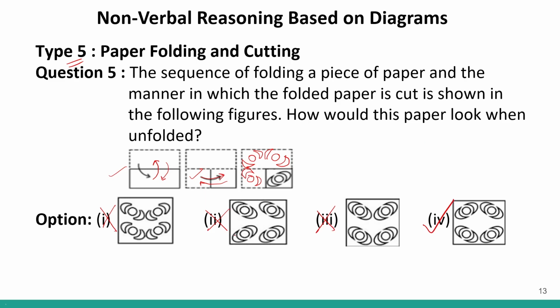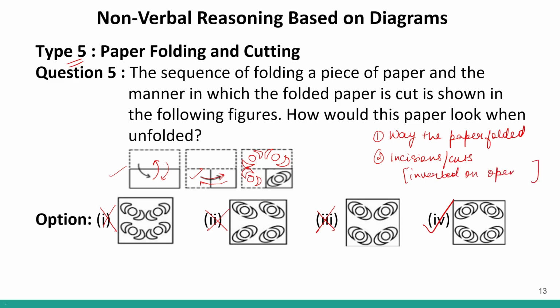In these types of questions, two things are to be remembered. First is the way the paper is folded, how the paper is being folded. The direction of the paper folding is very important. And second is the incisions, the cuts. You have to pay proper attention that when you open an incision, it reverses. It is inverted on opening. Okay? So this was type 5, paper folding and cutting.